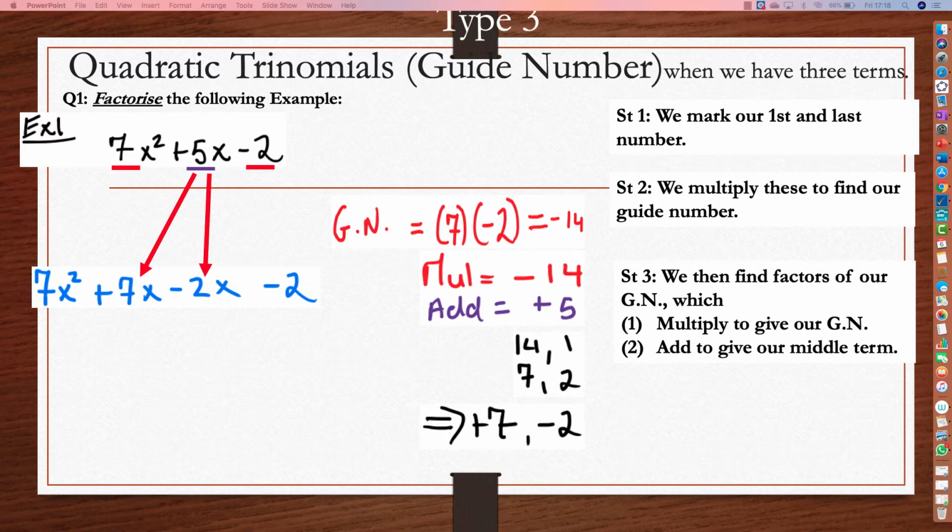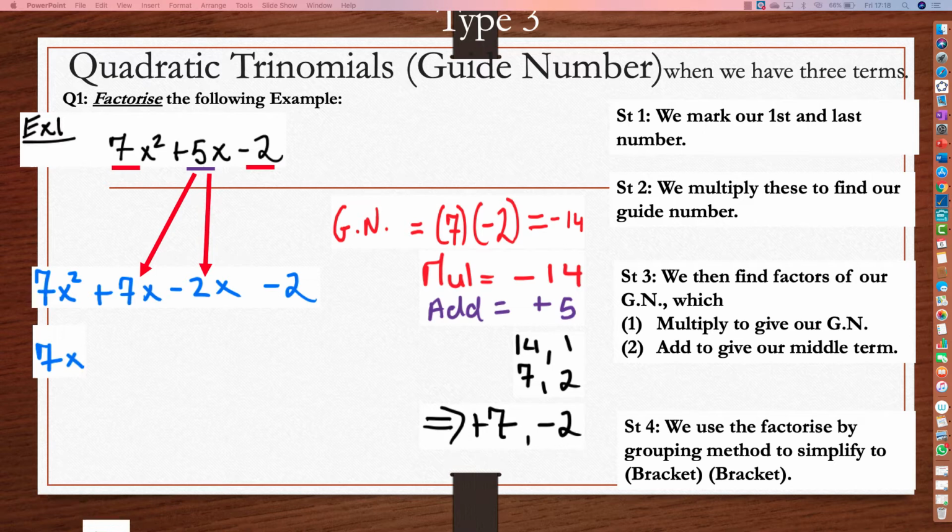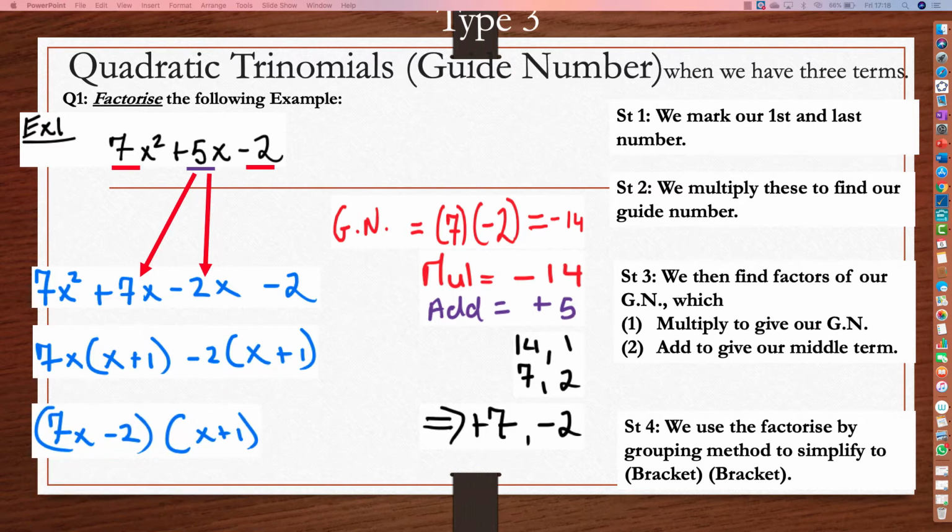So what do 7x squared and 7x have in common? 7x, leaving x plus 1. What do minus 2x and minus 2 have in common? Minus 2, leaving x plus 1. Last line: 7x minus 2 and x plus 1. It's no different once you figure it out. And the best thing is you don't even have to rearrange it. They're all in the right order. All we're trying to do is transfer 3 terms into 4.